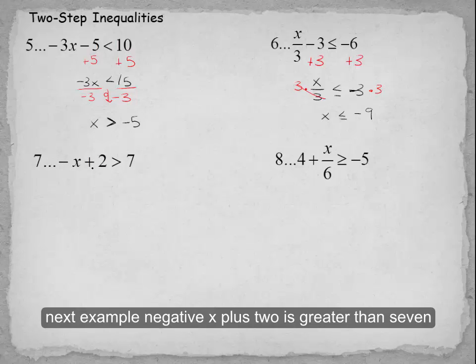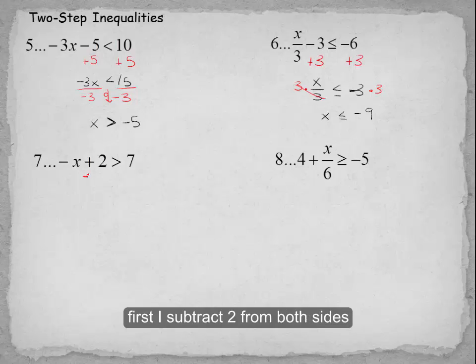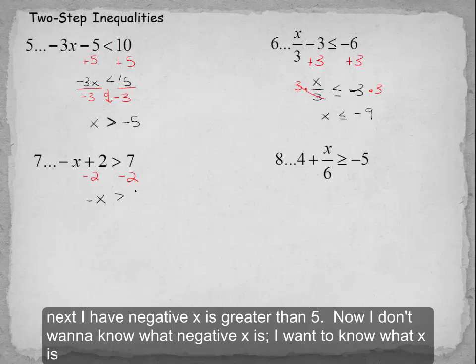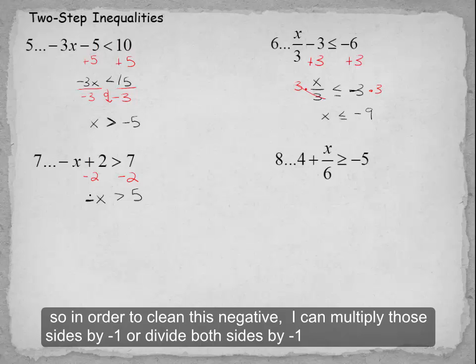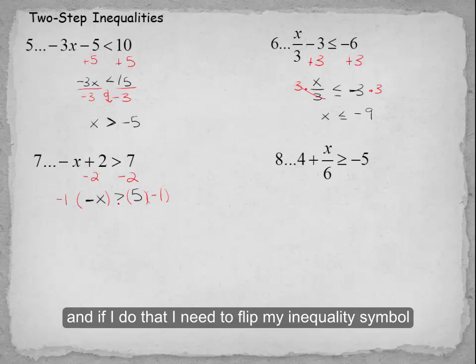Next example, negative x plus 2 is greater than 7. First, I subtract 2 from both sides. Next, I have negative x is greater than 5. Now, I don't want to know what negative x is. I want to know what x is. So, in order to clear this negative, I can multiply both sides by negative 1 or divide both sides by negative 1. And if I do that, I need to flip my inequality symbol.